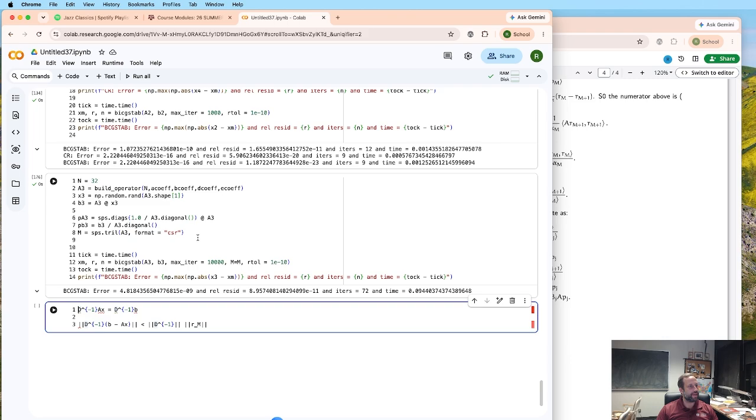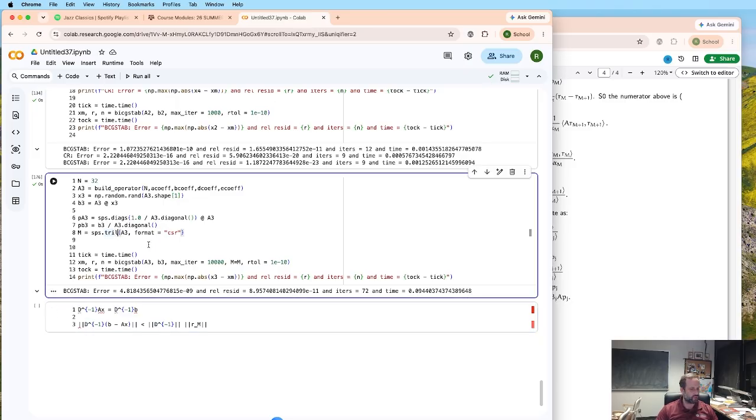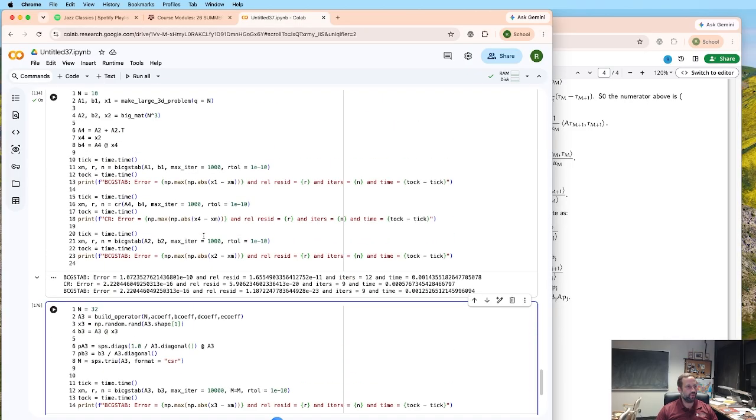Okay, but now the idea is, what if we don't want to look at a lower triangular? What if we want to look at an upper triangular? Okay, now we're at the point where we realize we need to have a better preconditioned algorithm. All right, so now what we're going to do, I'm going to come up here.